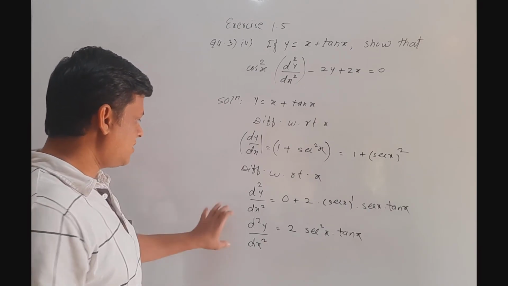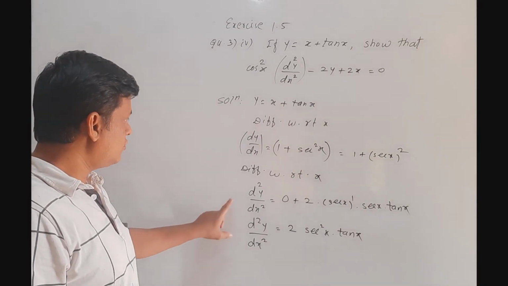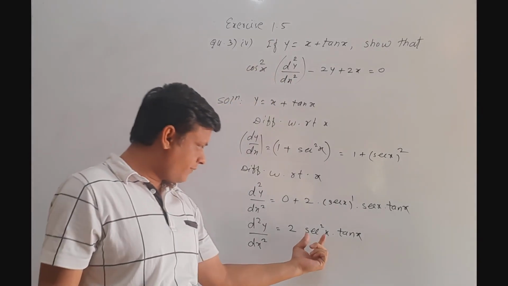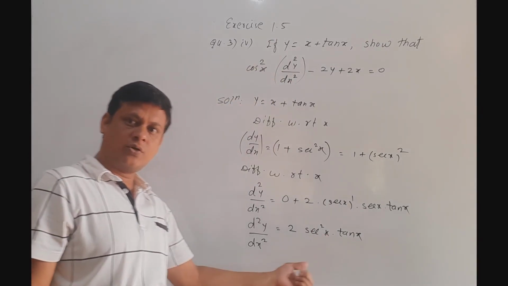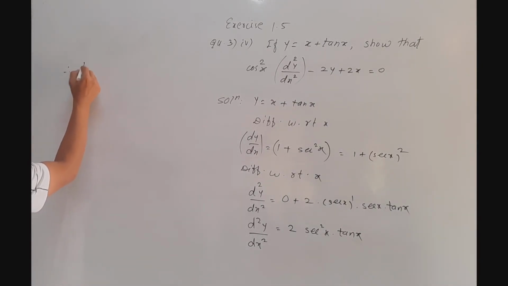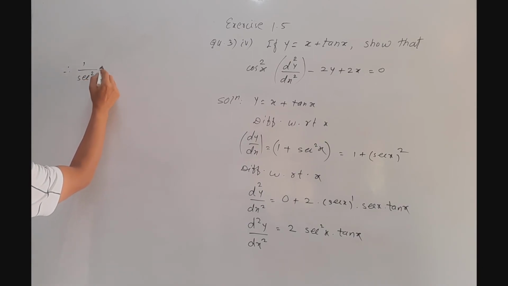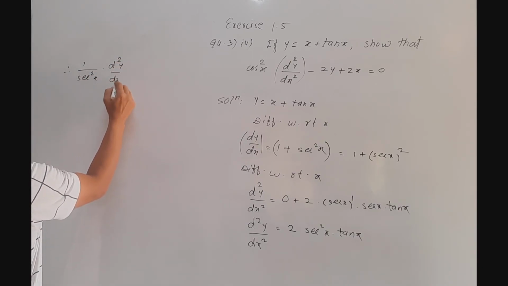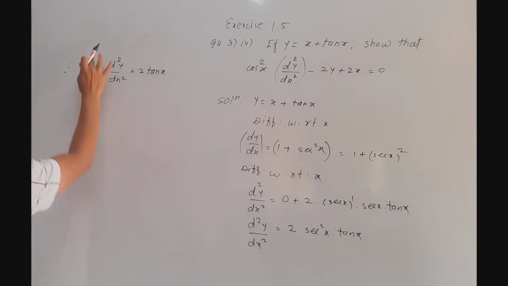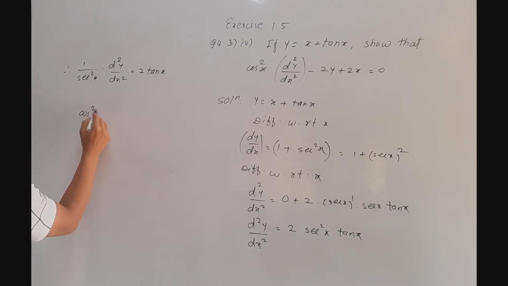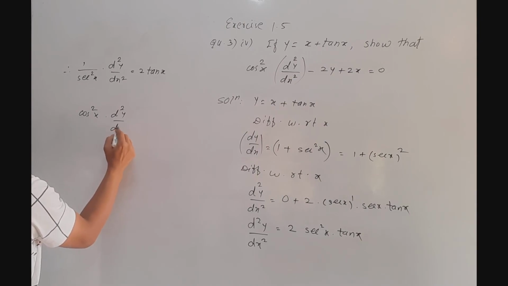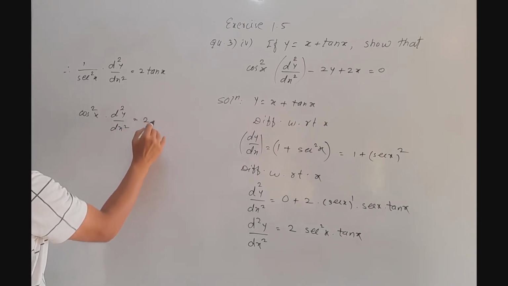Now we have to adjust these terms so as to write cos square x into d2y by dx2. Now this sec square x we transfer to left hand side. So we get here 1 upon sec square x. So right here therefore 1 upon sec square x into d2y by dx2 is equal to 2 tan x. Now 1 upon sec square x we write cos square x. So cos square x into d2y by dx2 is equal to 2 into.